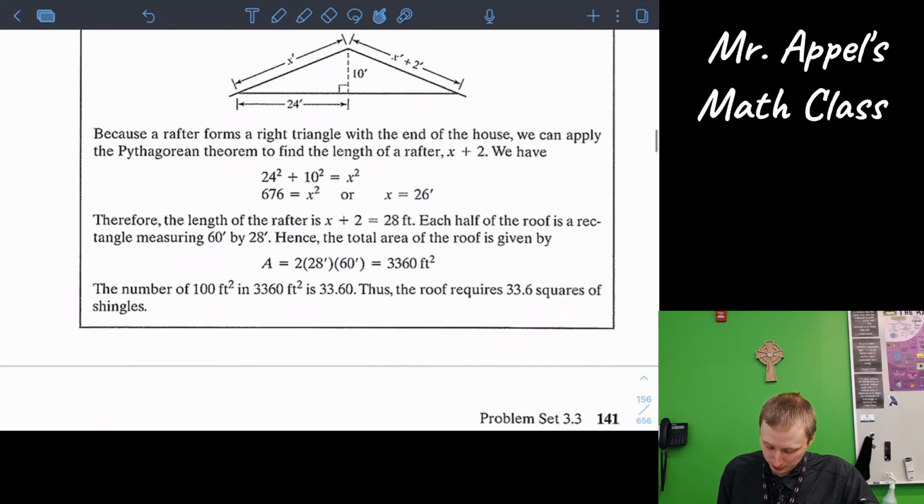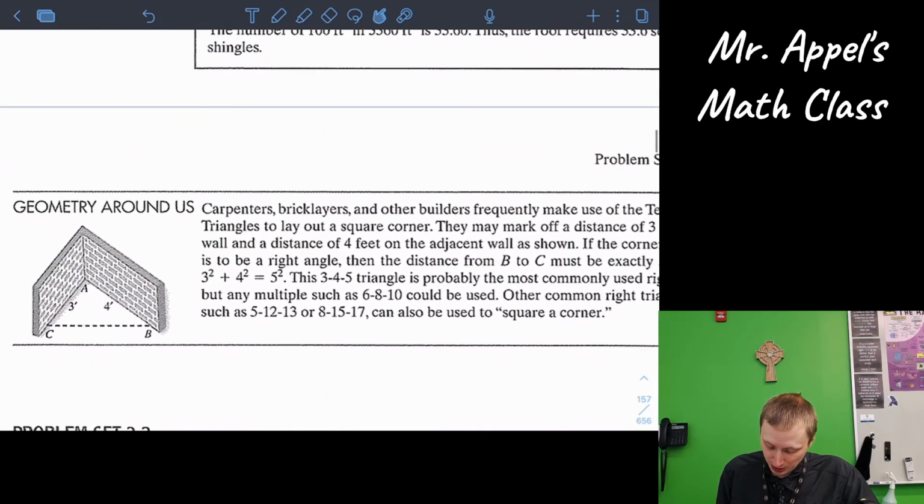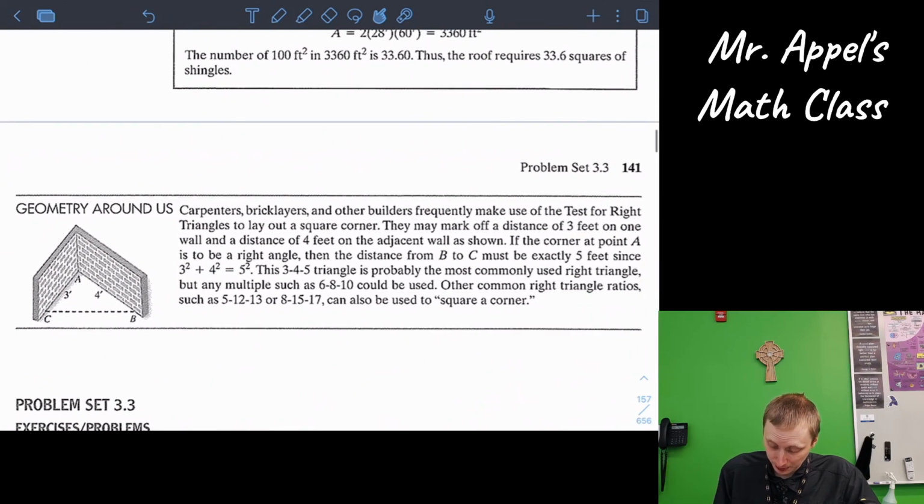And then one more glimpse into the geometry all around us. Carpenters, bricklayers, and other builders frequently make use of the test for right triangles to lay out a square corner. They may mark off a distance of 3 feet on one wall and a distance of 4 feet on the adjacent wall as shown. So you'll just measure out 3 feet from the corner there, make a tick, 4 feet, make a tick, and now measure between those 2 points.